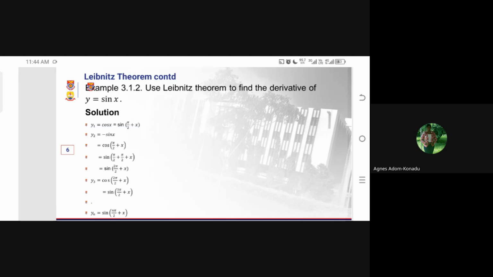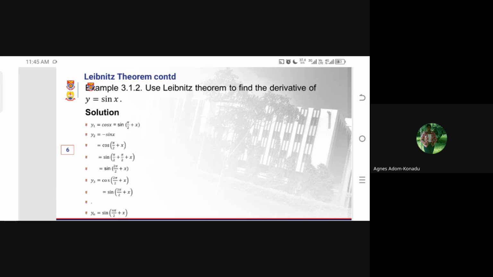Please, the first derivative is y prime equal to cos x, and we are saying that cos x is the same as sine of (pi on 2 plus x). So you can let them use the double angle to expand sine of (pi on 2 plus x). And they will see that when they use the double angle, the sine of (pi on 2 plus x) will be the same as cos x. So that's the reason why we are saying cos x is sine of (pi on 2 plus x).